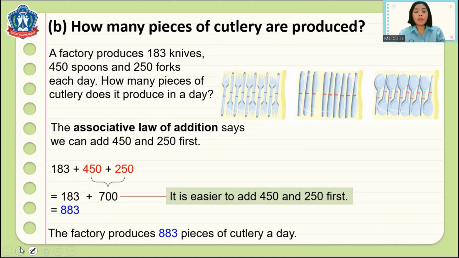So this is what we call associative law. It means that we can add the other numbers first. Even though we have 183 on the left side, you can do the second and the third first because it's easier to add them. Then we will add the 183. So we have now the total number of cutlery that the factory produces, which is 883 pieces. Okay, so that is what we call the associative law of addition. Let's continue.